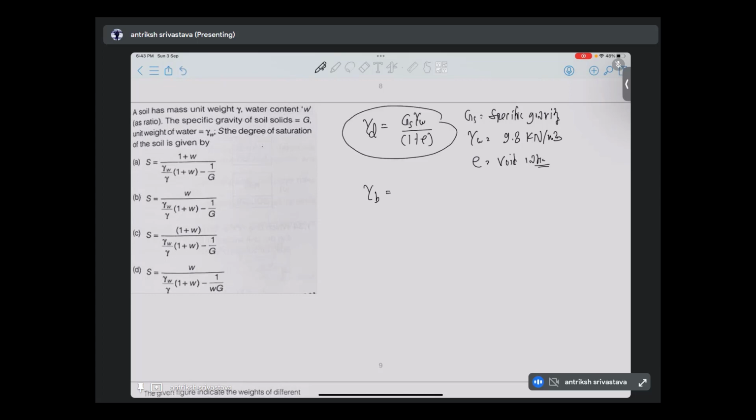This is the first formula, where the water content is 0%. Second is bulk unit weight, when the soil is having some amount of water in it. It will be Gs gamma w by 1 plus e, into 1 plus w. You might have also heard this formula, G plus Se gamma w by 1 plus e, but I think it is too complicated for me. So I would remember this one, which simplifies to gamma d into 1 plus w.